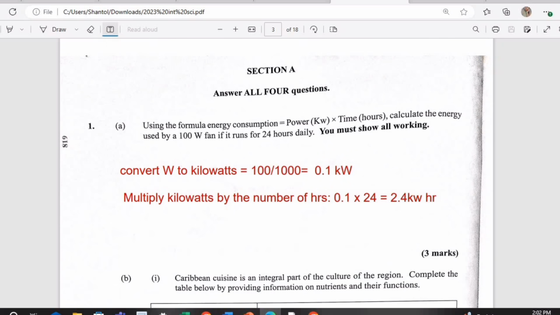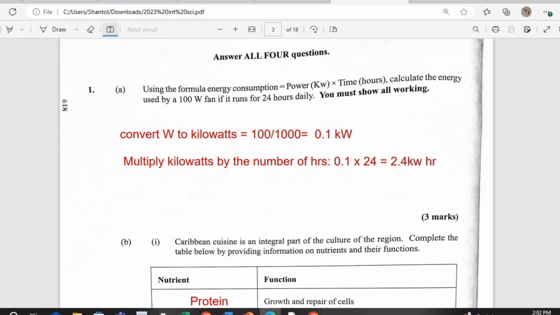If you did something different on the paper, well, CSEC may look at your formula. So you don't have to fret if you didn't do exactly this, but this would have been the correct answer.